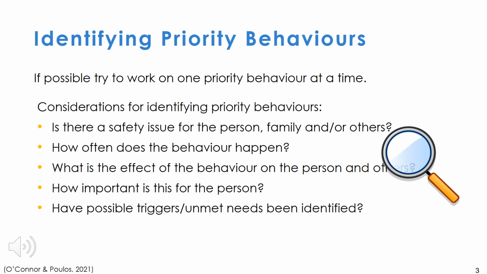Is there a safety issue for the person, family, and/or others? How often does the behavior happen? What is the effect of the behavior on the person and others? How important is this for the person? Have possible triggers or unmet needs been identified? If possible, try to work on one priority behavior at a time.